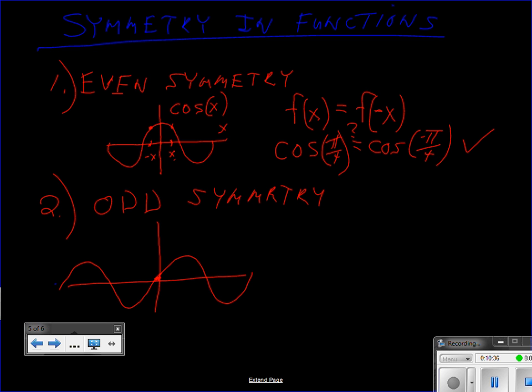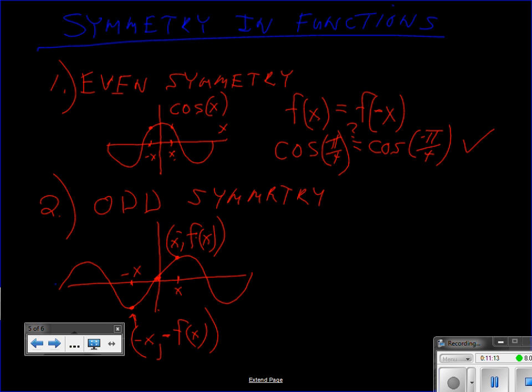Odd symmetry says the following. If I put in an x value here, I get an x, right? And I get an f of x. If I go x units to the left of the y-axis, I better get what? Well, this better be the opposite of that. So this point better be minus x, minus f of x. Okay, this is the definition.